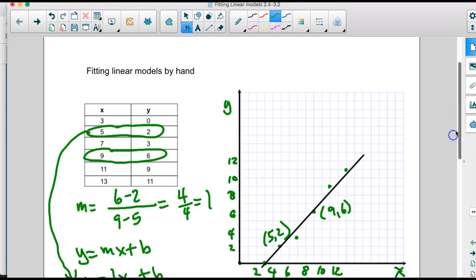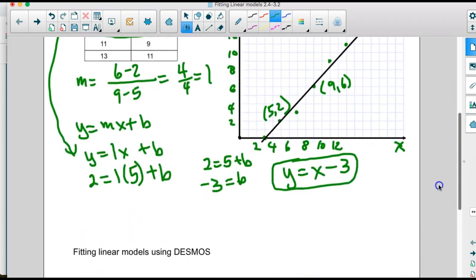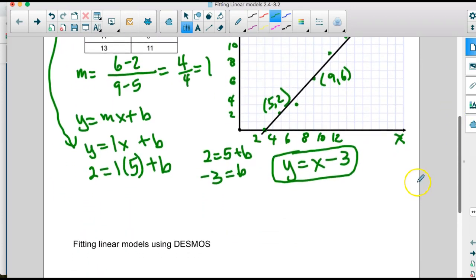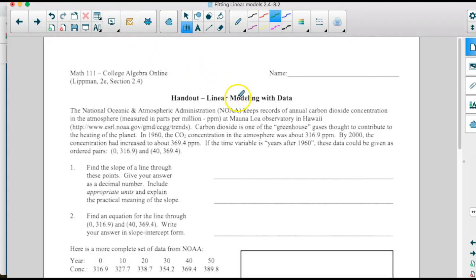Okay, so next would be to fit a linear model using Desmos. We're going to do an example that was found in your worksheets that you can find in your document folder. I'm going to be looking at this document here, this handout. It's found in your week 4 document folder. It's for section 2.4. So we're going to start here.